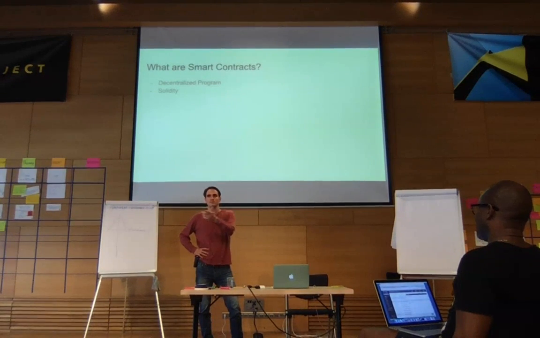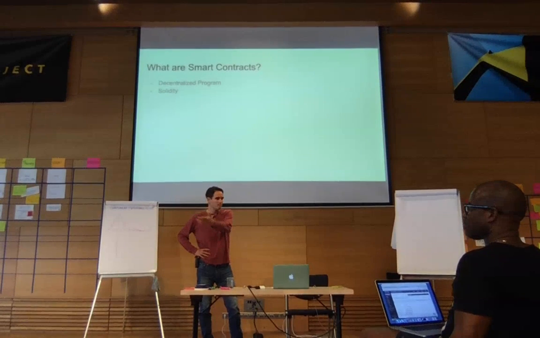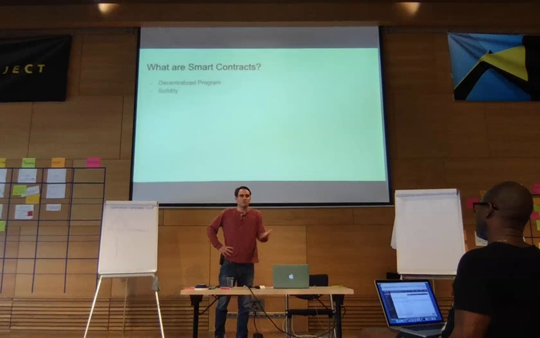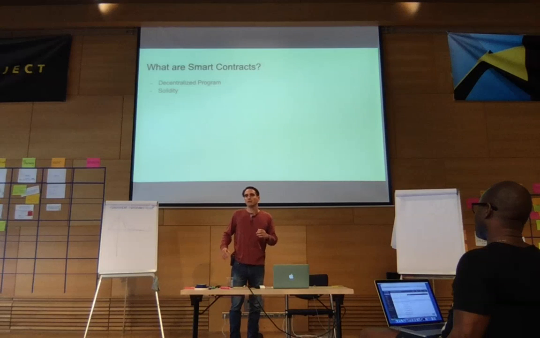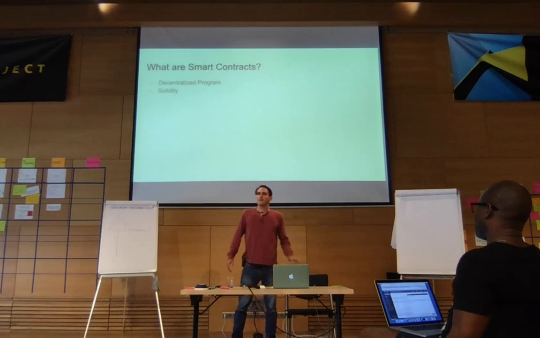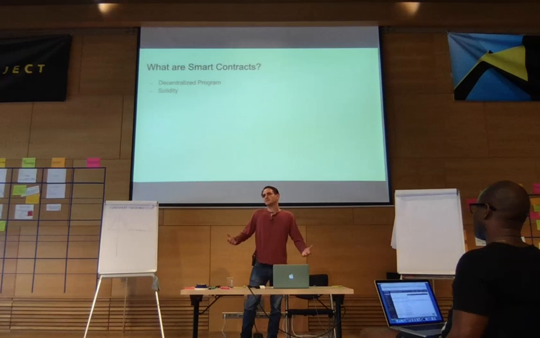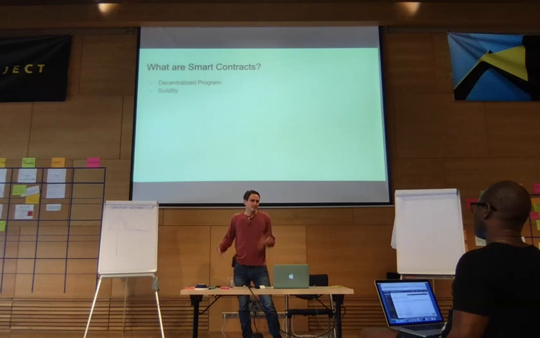It's a program, it's code. It's a program on the blockchain. It's pretty much it. It's just a program, right? Smart contract is like a fancy name that somebody coined. Why do you call it smart contract? It is a fancy name for just an application, right?